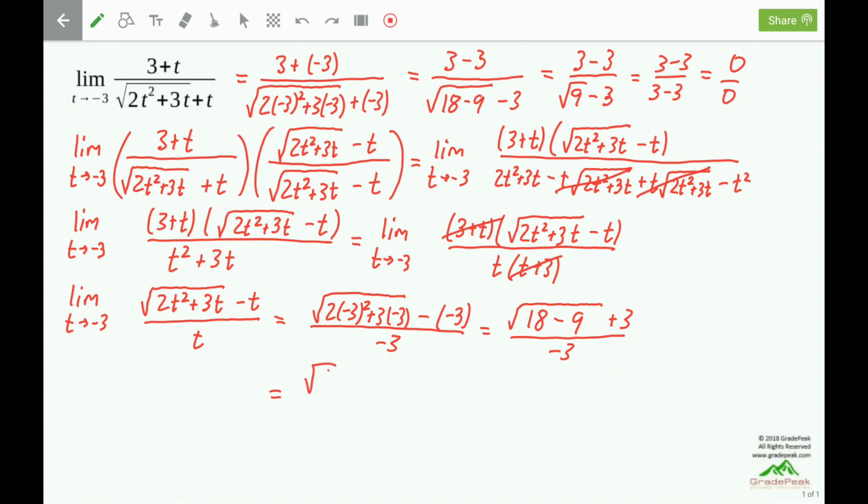18 minus 9 is 9, so we have root 9 plus 3 over negative 3. The square root of 9 is 3, so we have 3 plus 3 over negative 3. 3 plus 3 is a 6 over negative 3. Those can reduce by 3, and we're going to get a negative 2.